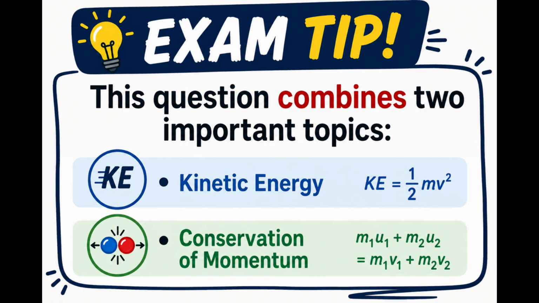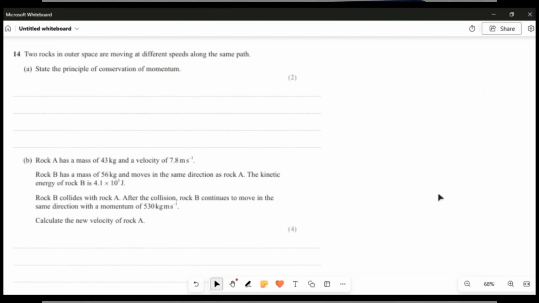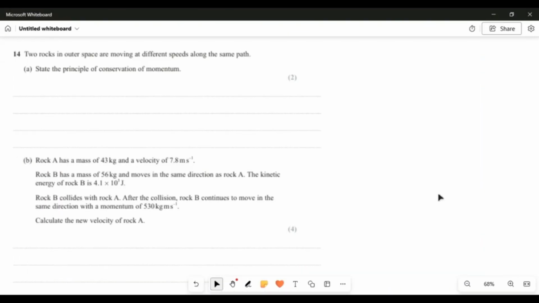This question combines two important topics. They are kinetic energy and the principle of conservation of momentum. So we shall move to the question. Two rocks in outer space are moving at different speeds along the same path. Part A of the question: state the principle of conservation of momentum.